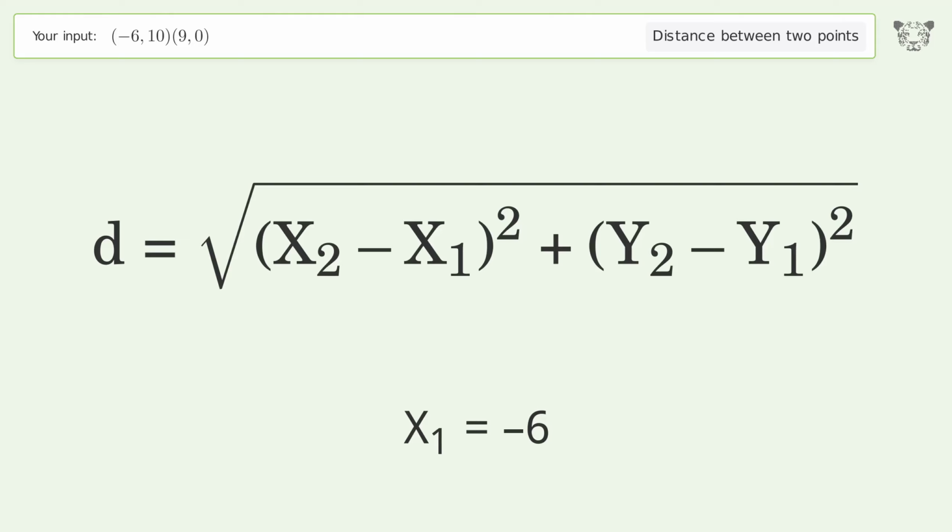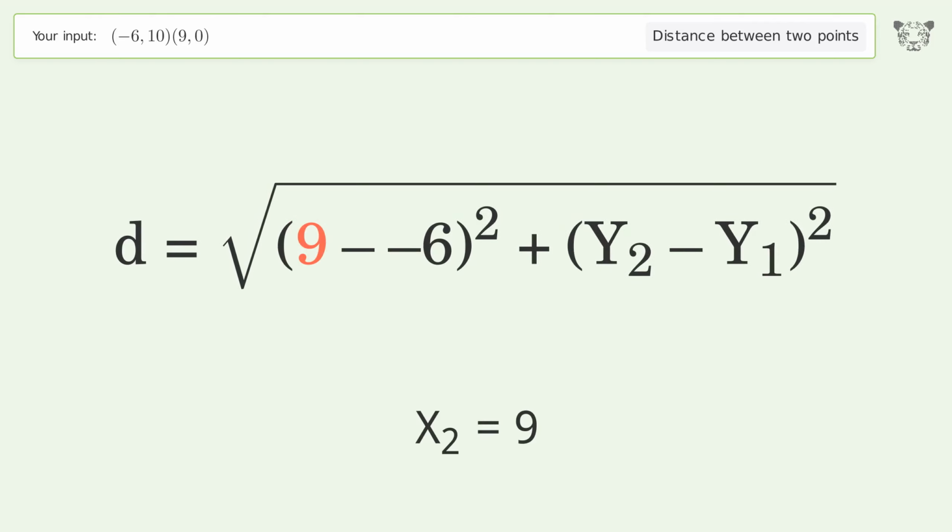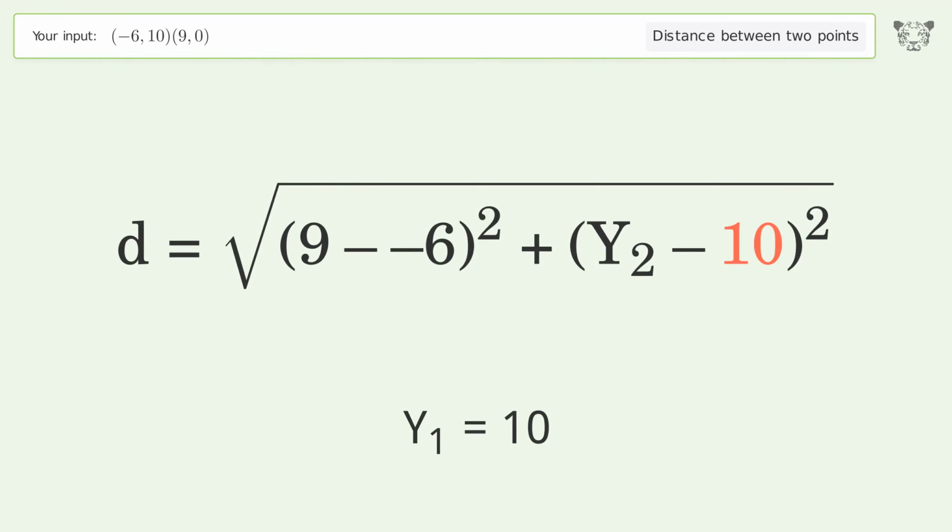x1 equals -6. x2 equals 9. y1 equals 10. y2 equals 0.